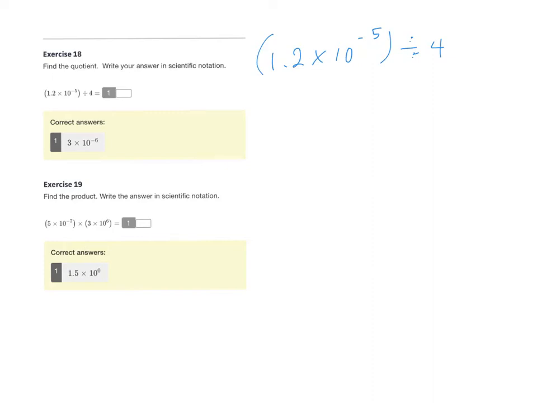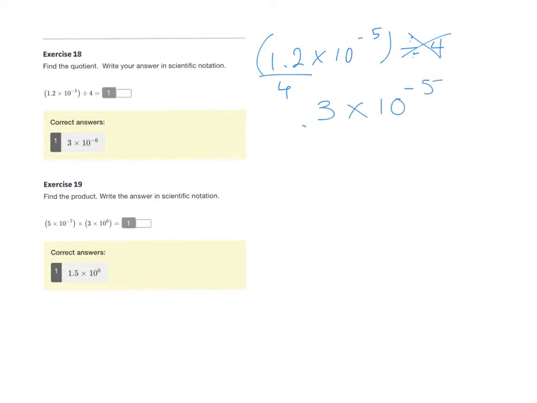Alright guys, let's look at the homework from last night. Problem number 18. We've got 1.2 times 10 to the negative fifth divided by 4. So what I'm going to do is divide this by 4. So 1.2 divided by 4 gives me 0.3 times 10 to the negative fifth.